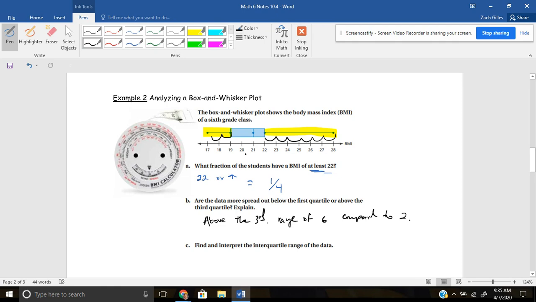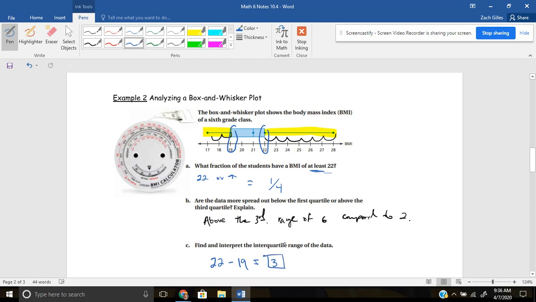And lastly, for letter C, it says find and interpret the interquartile range. Really nice about finding that interquartile range in the box and whisker plot is you just look at the third quartile, which is 22, and you subtract the first quartile, which is 19. You're just finding the range inside your box. So what is 22 minus 19? That gives you 3. So the interquartile range of this data is 3.